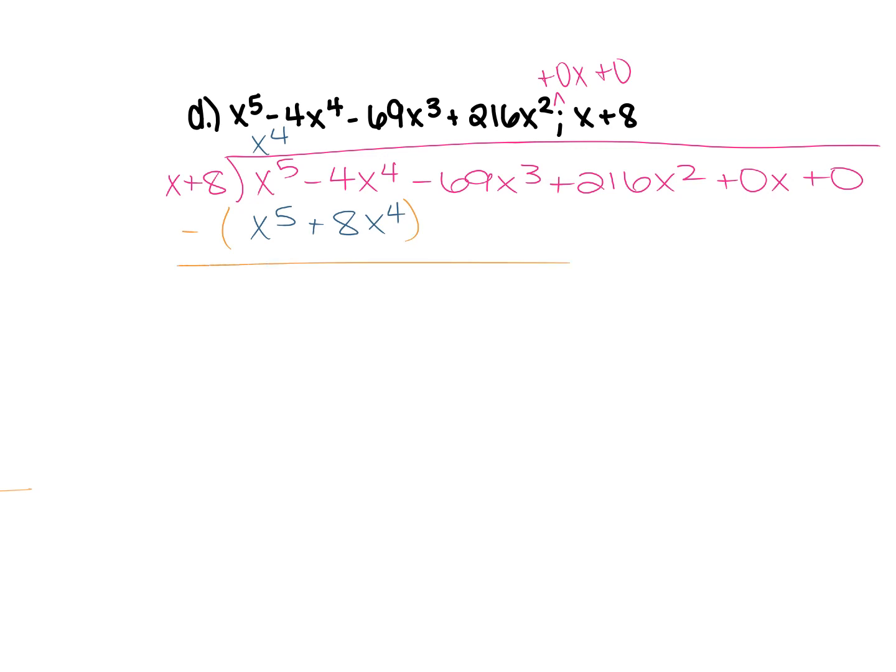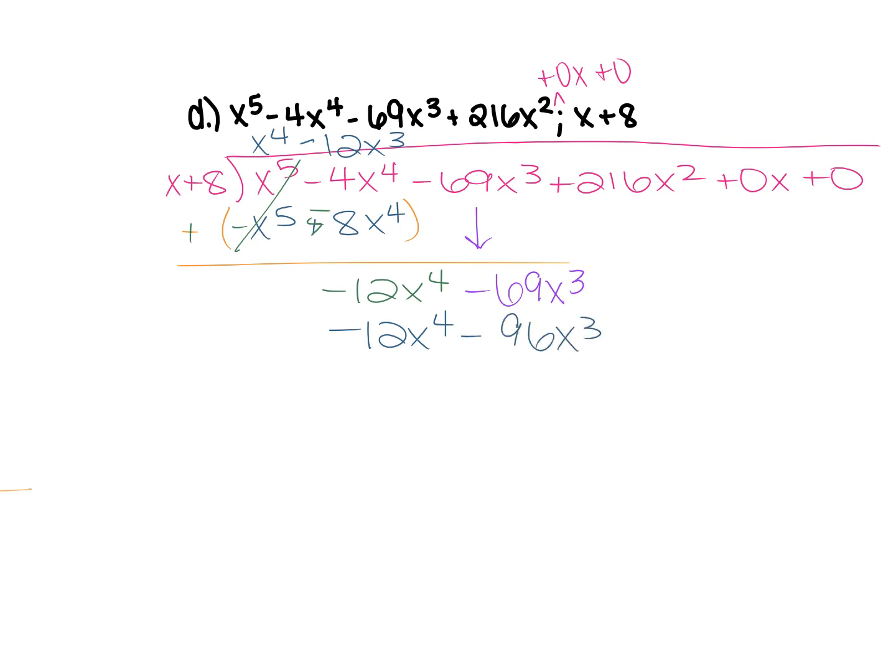Subtract these, distribute your negative. x to the 5th power cancel. We have negative 12x to the 4th power left over. We drop down that negative 69x cubed. Then we ask ourselves, x times what is negative 12x to the 4th power? That's negative 12x cubed. So it's going to give us negative 12x to the 4th power minus 96x cubed. Subtract these, distribute your sign, change the sign on everything.